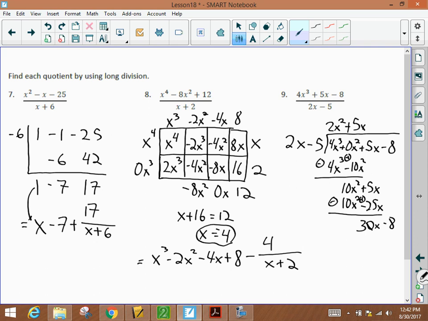What do I need to multiply 2x by to get 30x? That's going to be 15x, positive, right? Not 15x, but just 15. When I multiply that back out, I have 30x minus, and that's going to be 30. Sorry about that. 5 times 15.